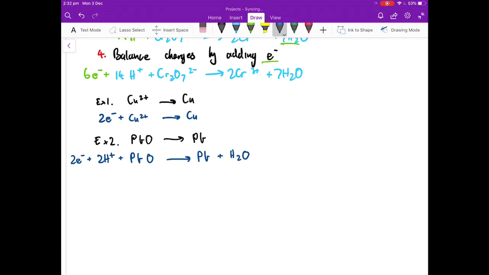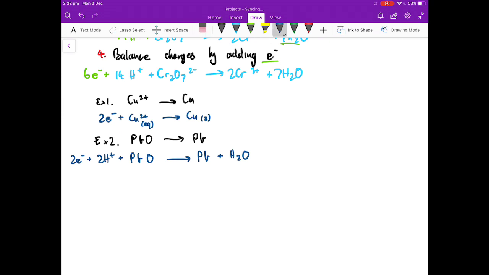One thing you might notice I haven't been doing throughout this section is adding states. Now that we've got hopefully a good understanding of what's going on, let's add in some states. For our example 1, we're going to go with solid and aqueous. And remember, never write any states next to our electrons. They aren't solids, liquids, or gases, so just leave them empty.